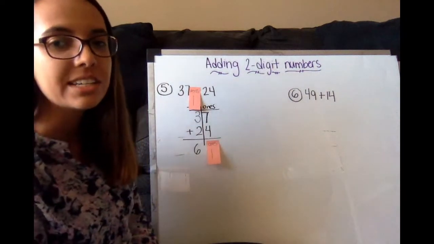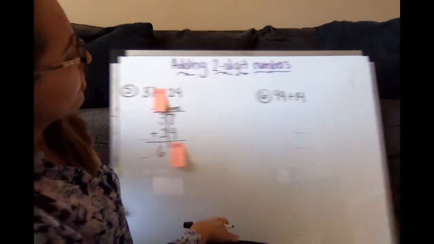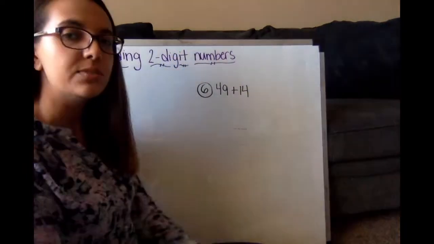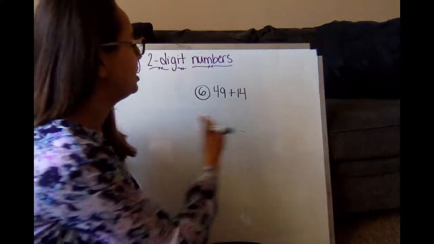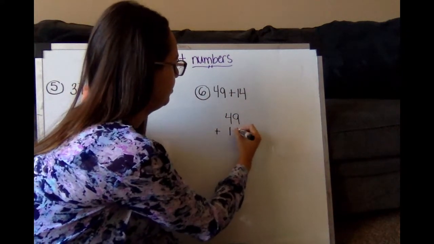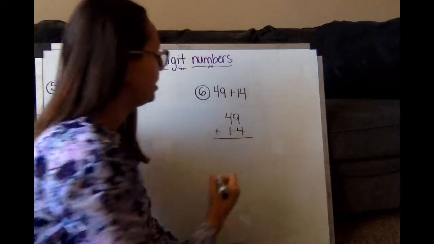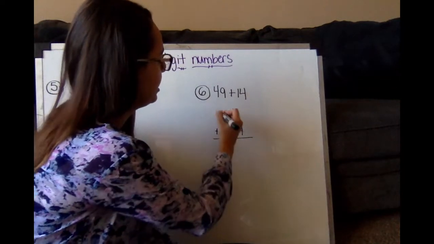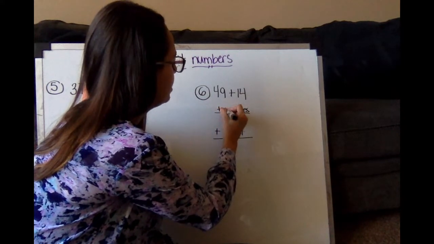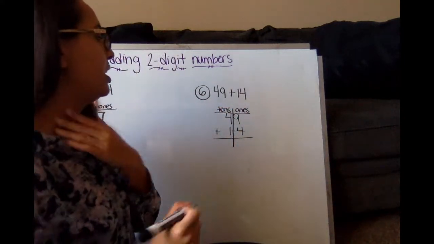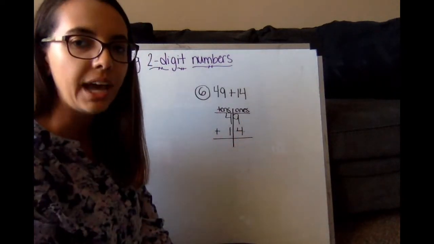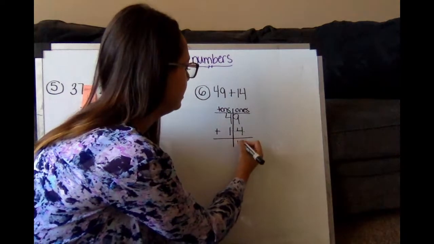Let's go ahead and practice with the second problem. So here I have 49 plus 14. So I'm going to do the same thing I did over here and stack them up. All right, so same thing. I'm going to divide them like this to show you the 1s column and the 10s column. I'm going to start right here with the 1s column and do 9 plus 4. I know that 9 plus 4 equals 13.